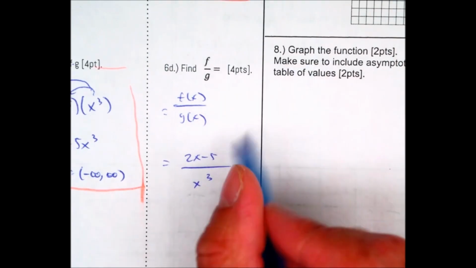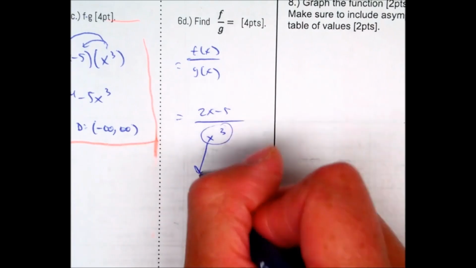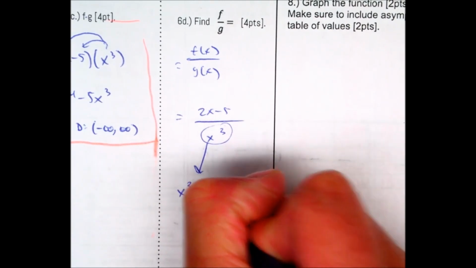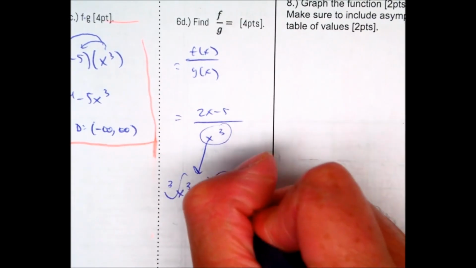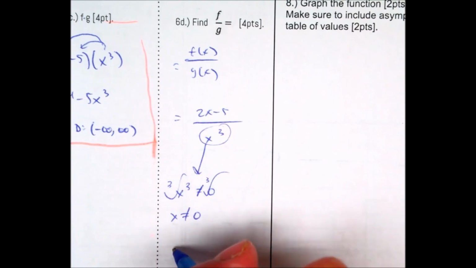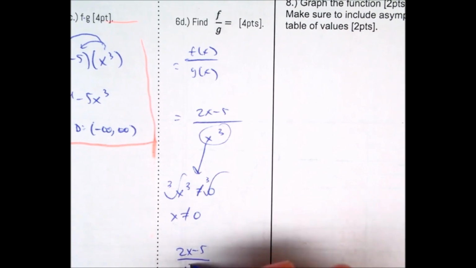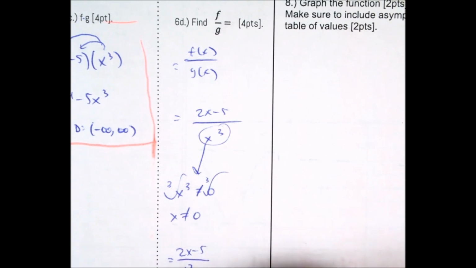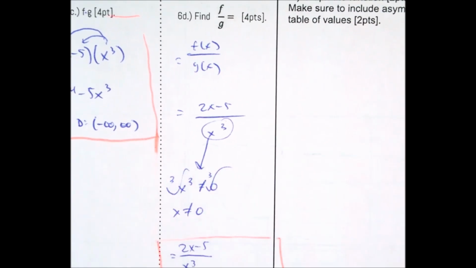Now our domain here, we can find algebraically of our rational function here by setting it not equal to 0. Well, finding the cube root, any 3 identical numbers that multiply to 0, x cannot equal 0. So when we're writing our domain, it's f divided by g is 2x minus 5 over x to the third, with a domain of negative infinity comma 0 union with 0 comma infinity. Basically that's just a fancy way of saying you can pick any value except for 0.